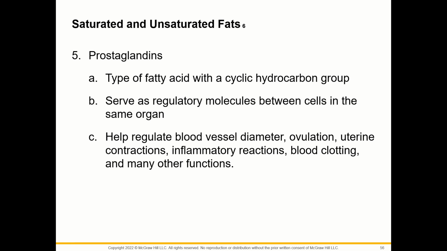But anyway, the last one. Prostaglandins are a type of fatty acid with a cyclic hydrocarbon group, and this is really interesting because they serve as regulatory molecules between cells in the same organ. So they almost act like local hormones that don't travel through the bloodstream. And they help regulate blood vessel diameter, ovulation, uterine contractions, inflammatory reactions, blood clotting, and many other functions. So you may have heard of prostaglandins before, particularly with the inflammatory reactions. They can raise that.